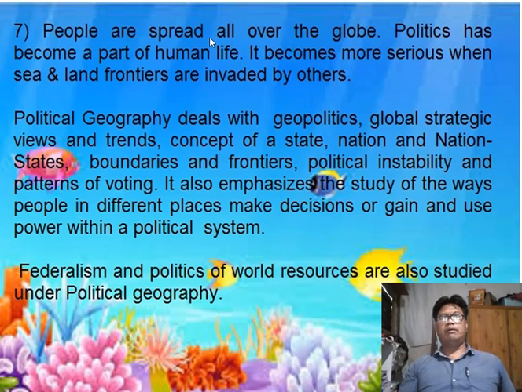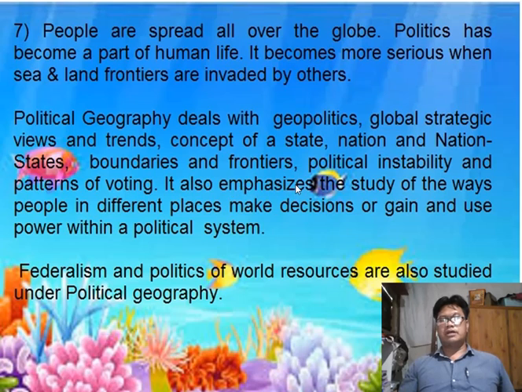People are spread all over the globe. Politics has become a part of human life. It becomes more serious when sea and land frontiers are invaded by others. So political geography comes in and deals with geopolitics, global strategic views and trends, concept of a state, nation and nation states, boundaries and frontiers, political instability and patterns of voting.